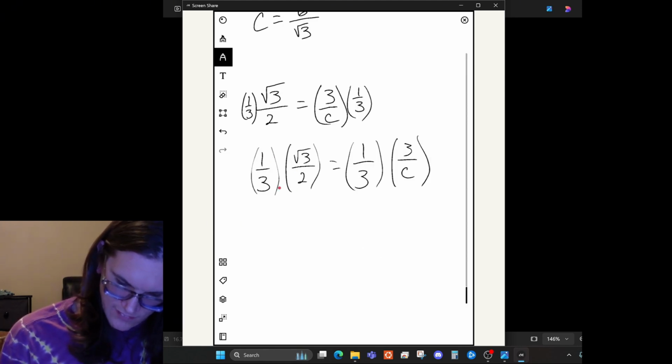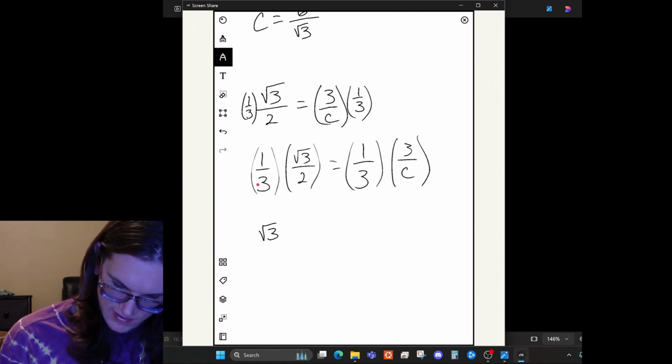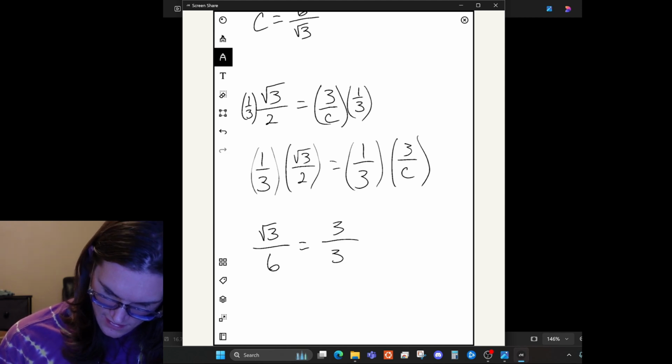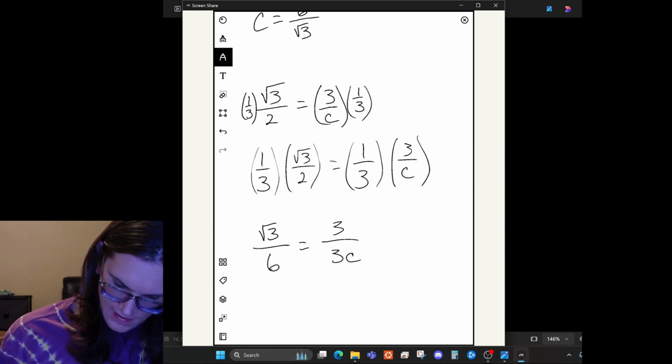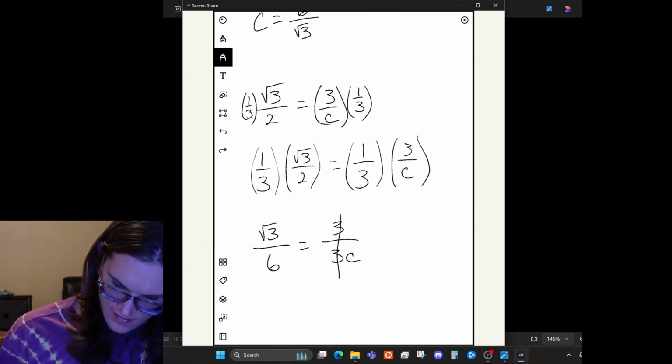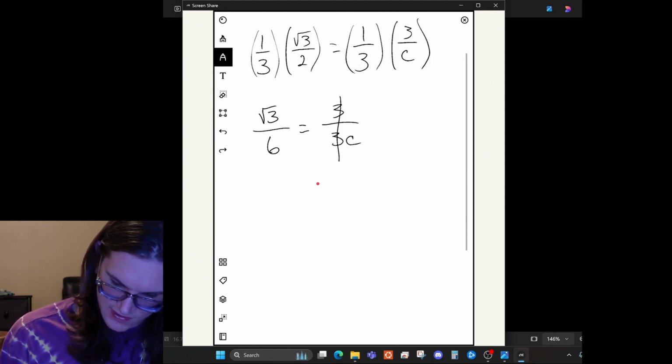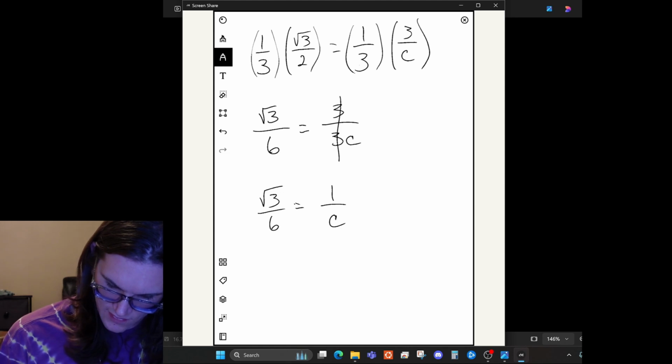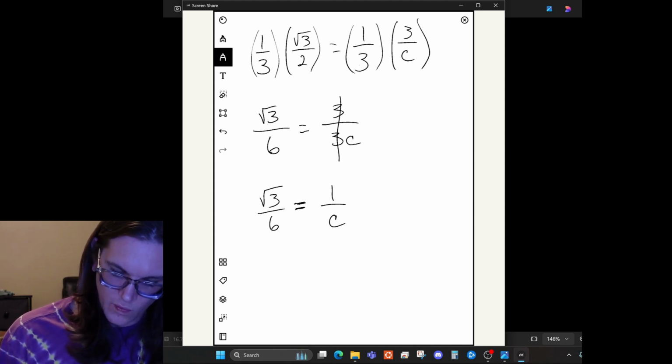And then here we'll have multiplication, which is easy to do. You multiply the denominators together and the numerators together. Same here, 3c. Then these 3's cancel. The fast way would just be to say that's 1 over c, but I'm doing it this way to be as clear as possible. So when these cancel, now we have this, which is where we were in my other demonstration. Again, 1 over c equals root 3 over 6.